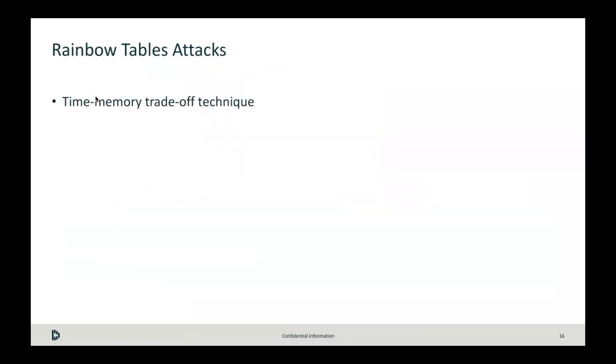The third thing is called rainbow tables. A rainbow table is a time-memory trade-off technique. It uses a pre-computed hash chain.